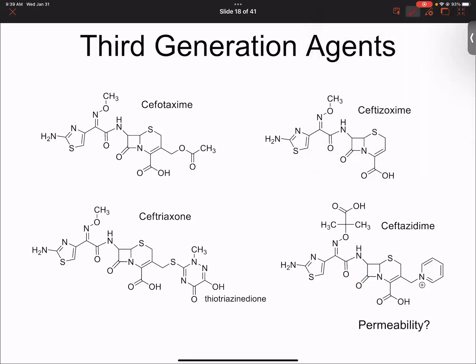What questions do you have about these three particular third generation agents? Okay. Who's with me? Everybody with me? Do we need to stand up and stretch? Do some calisthenics? We're good. Okay.